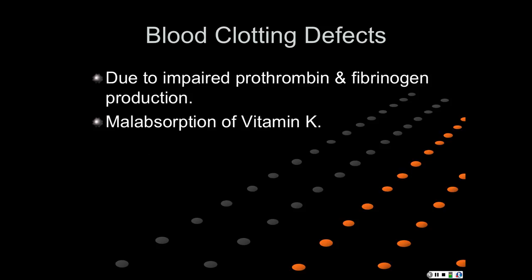And then the blood clotting defects occur due to impaired prothrombin and fibrinogen production, and malabsorption of vitamin K. You can end up with bruising. DIC, I'm sure you remember DIC from maternal and child. This is disseminated intravascular coagulation, where they may end up with bleeding from any area, from the GI, from the nose, from the renal. Right.